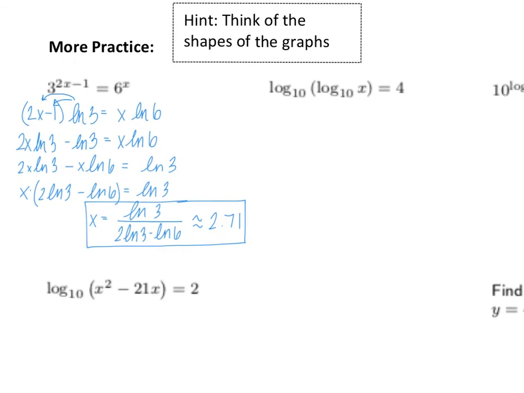Problem 2. You're in log base 10, argument: log base 10 of x equals 4. I'm in log. I'm stuck. Well, try exponential. Get yourself out of there. Take your base of 10, raise it to 4, and it's going to equal your argument.